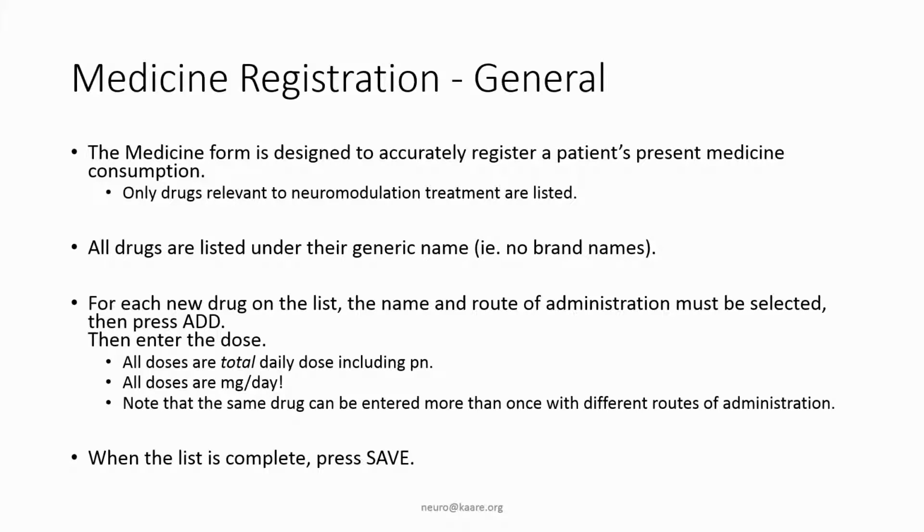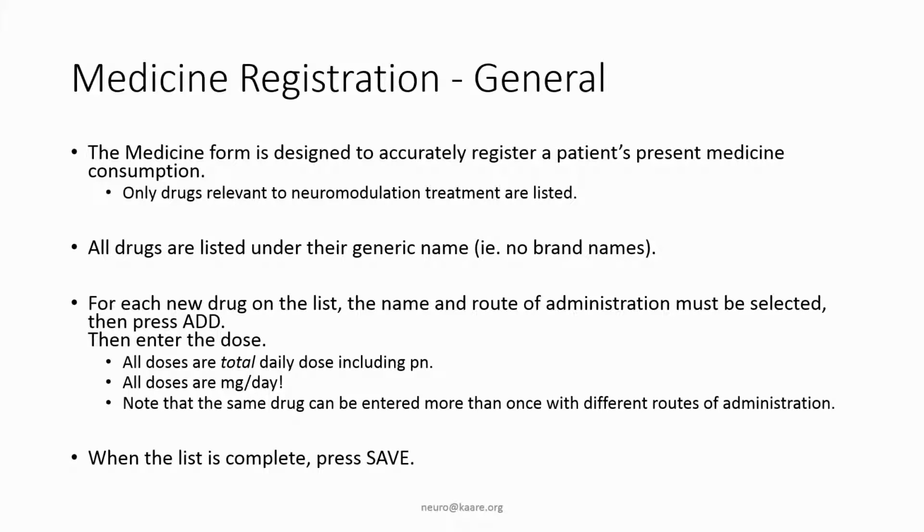To register, simply, for each item on the patient's medicine list, click on the name in the drop-down menu, click on the route of administration, and then press Add. Then a dose field will show up where you enter the dose. It should be stressed that all doses are total daily doses. That means it includes all PN doses.